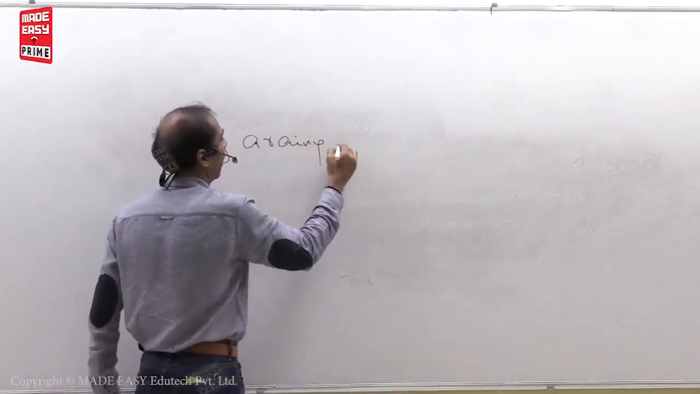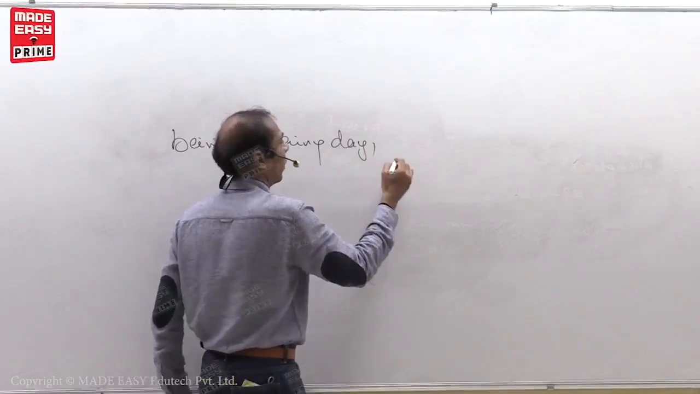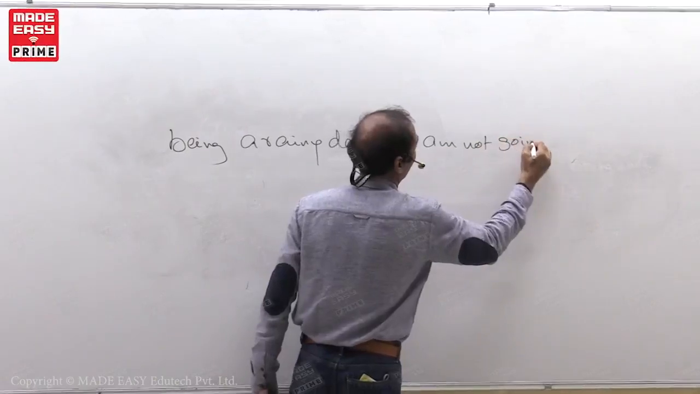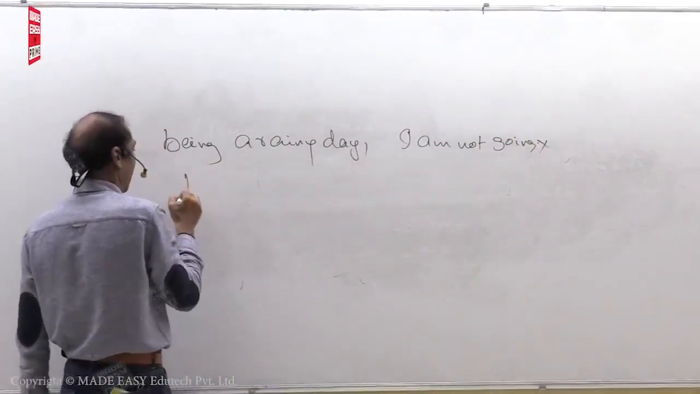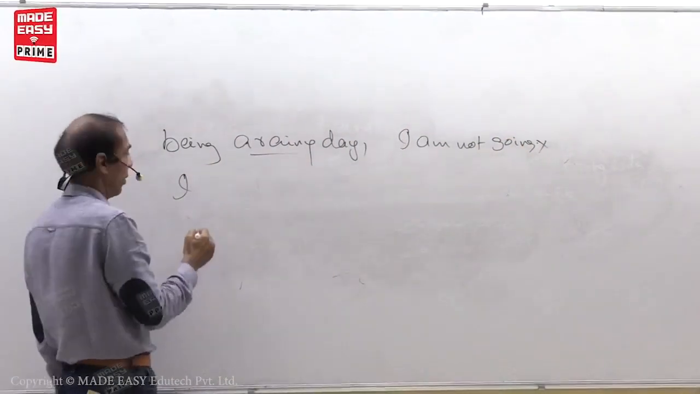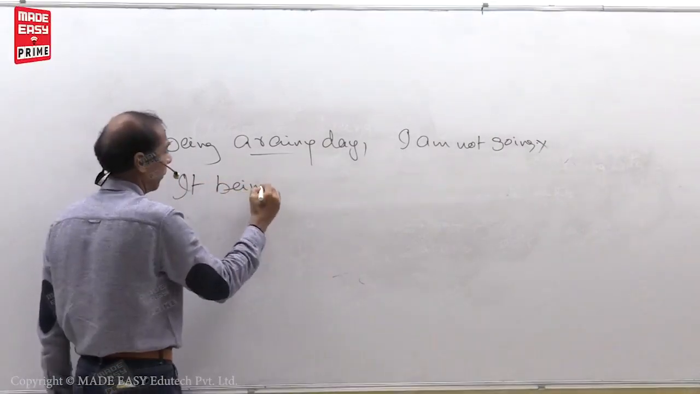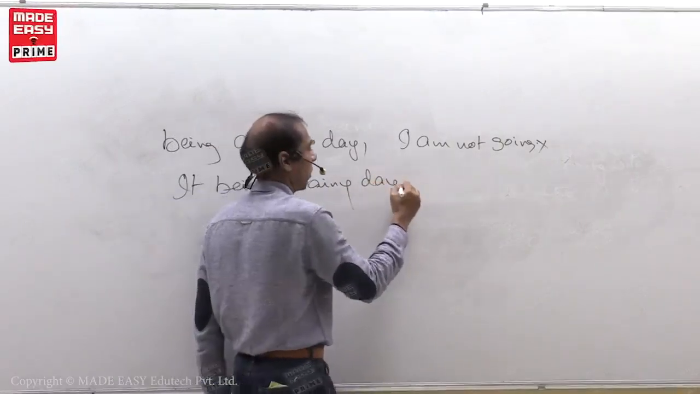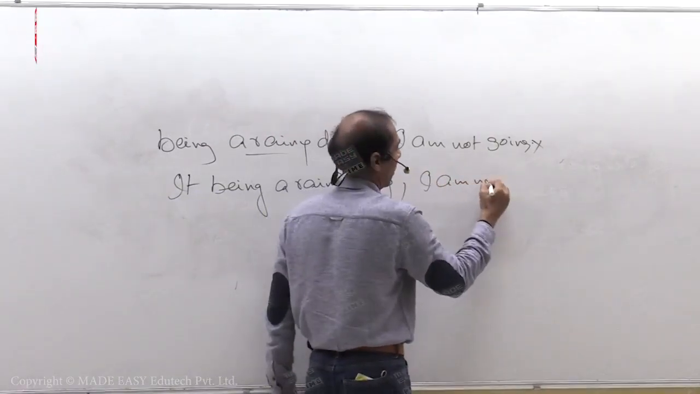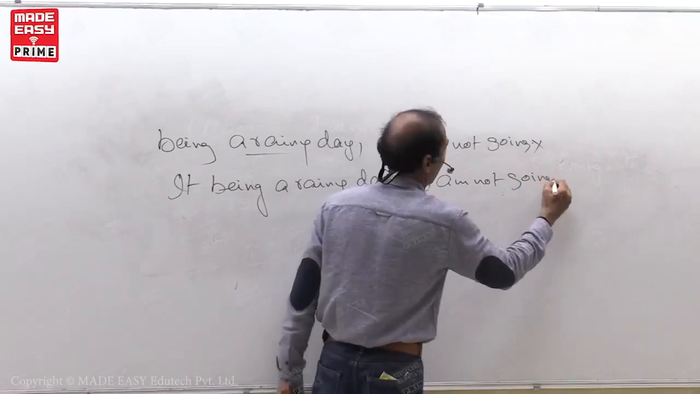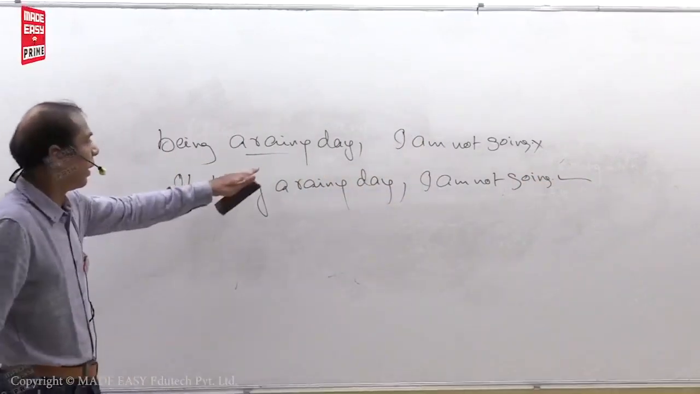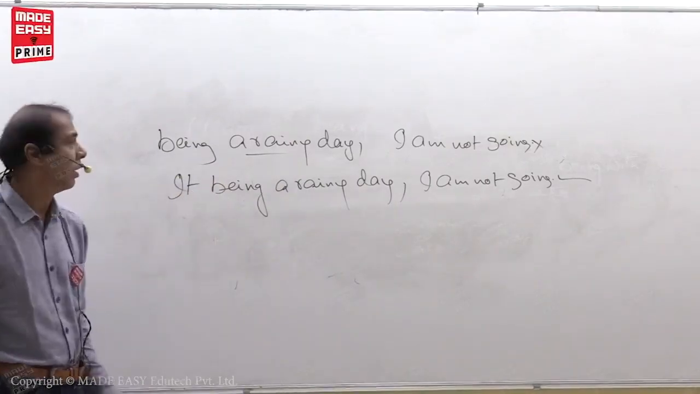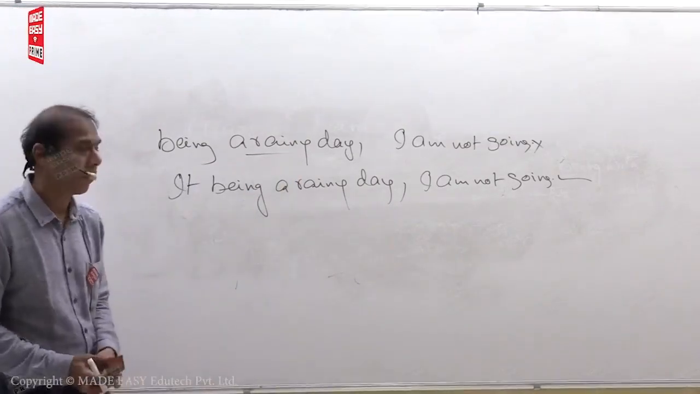Being a rainy day, I am not going. Wrong. In the case of nature, it being a rainy day, I am not going. In the case of nature, use it as subject. Right? Rainy day belongs to nature.